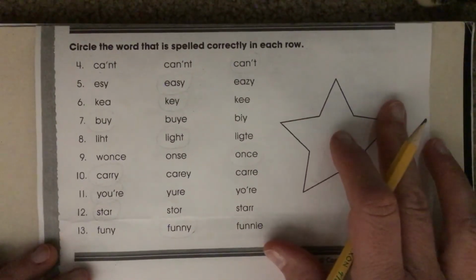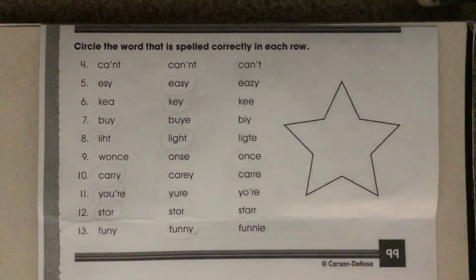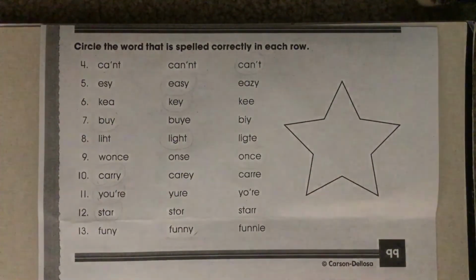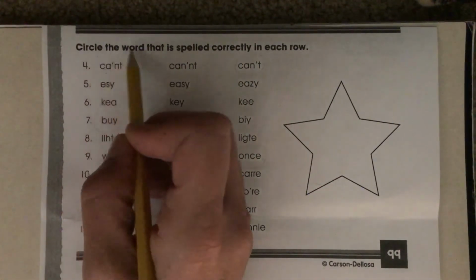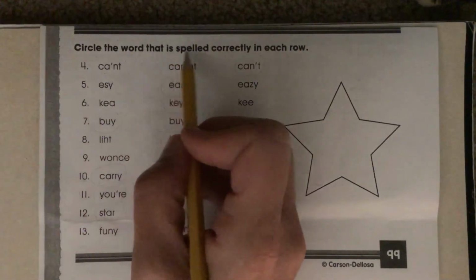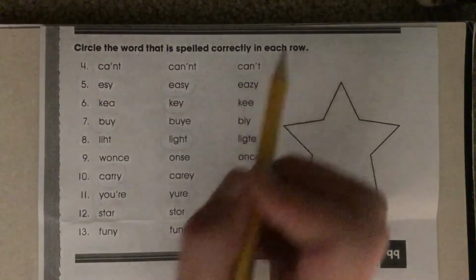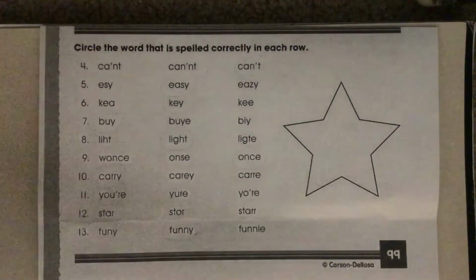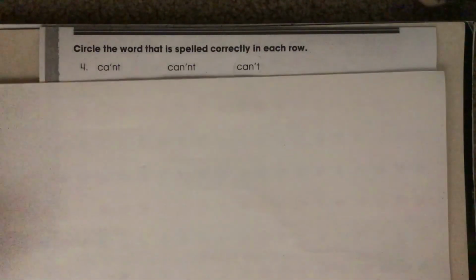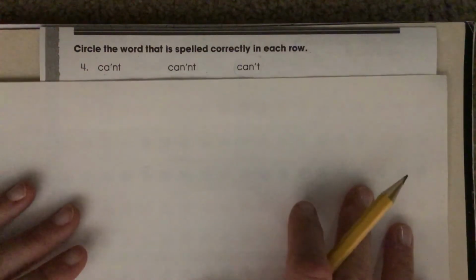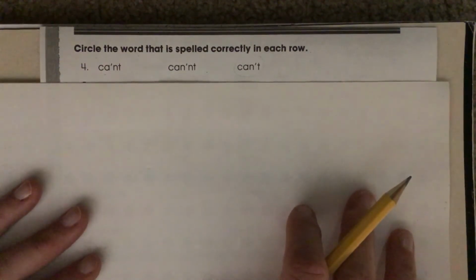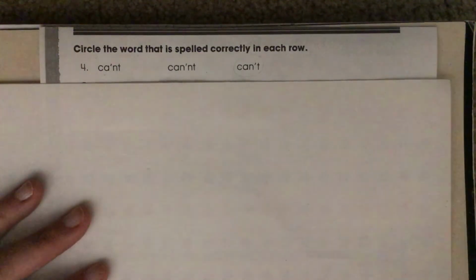We have one more activity for day 1. In this activity, the directions are: circle the word that is spelled correctly in each row. I'm going to use this here. All right, so remember, we're going to circle the word that is spelled correctly.